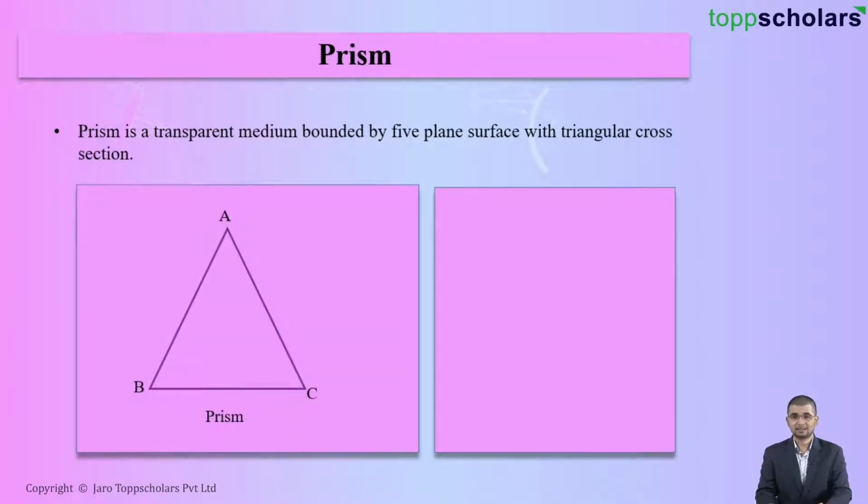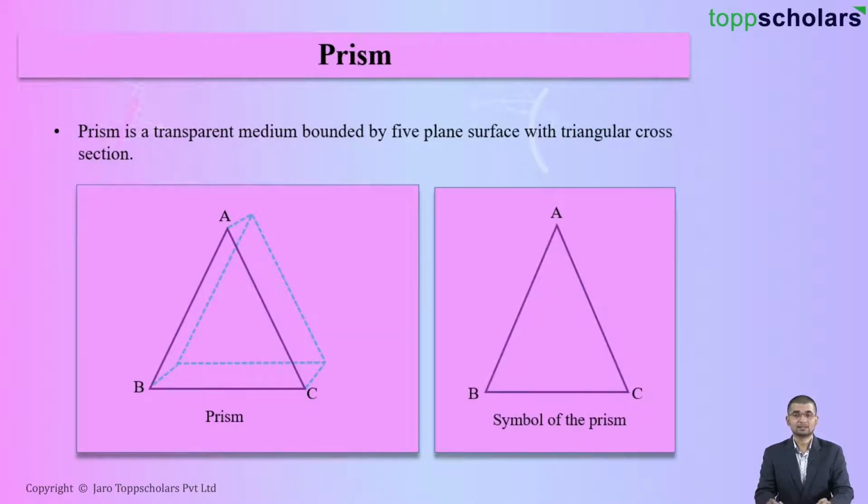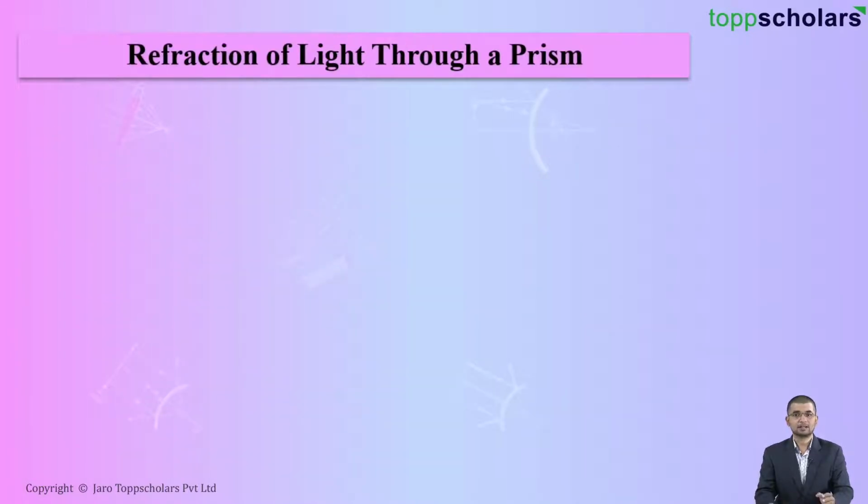Students, you can easily understand that a prism is made up of 2 triangular surfaces and 3 rectangular surfaces. This prism can be represented symbolically by a triangle ABC in a simple way. Now, after understanding what we mean by prism, let's understand refraction of light through a prism.